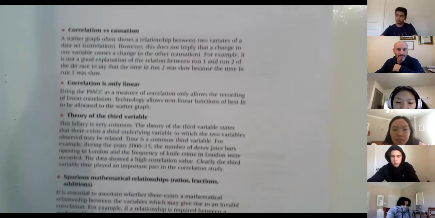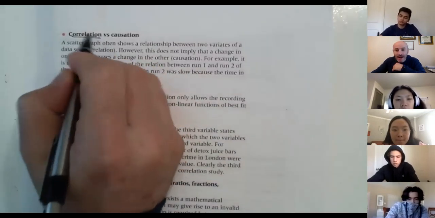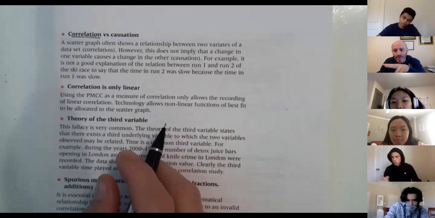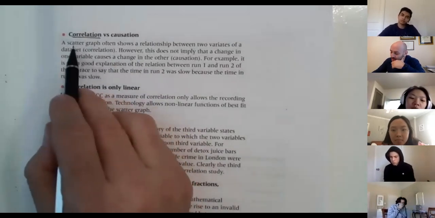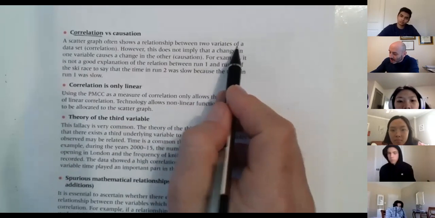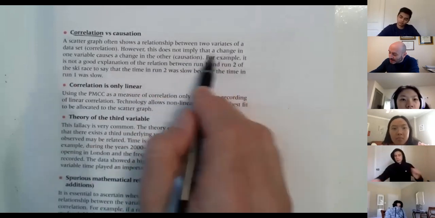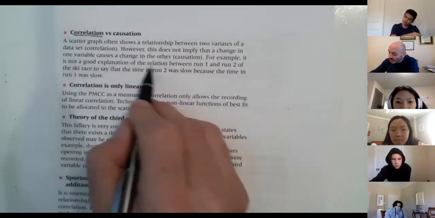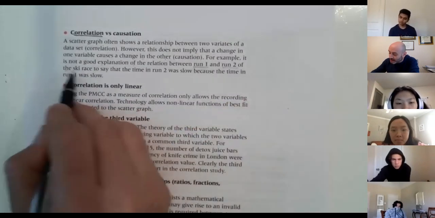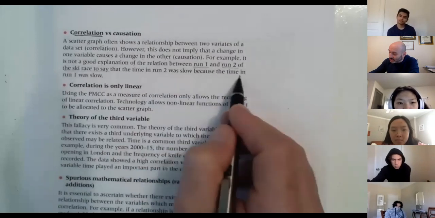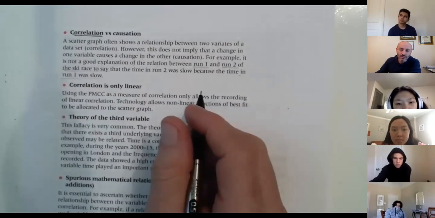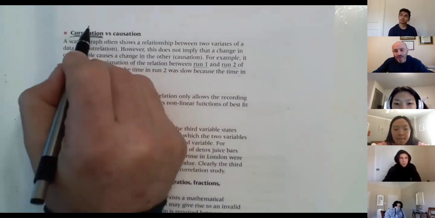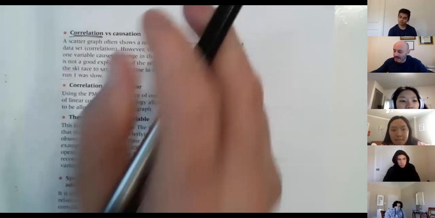Correlation versus causation. Just because two variables are correlated, that doesn't mean that one causes the other, okay? That's important. So it says here, a scatter graph often shows a relationship between two variables of a data set, correlation. However, this does not imply that a change in one variable causes a change in the other. For example, it is not a good explanation of the relationship between run 1 and run 2 of the sky race to say that the time in run 2 was slow because the time in run 1 was slow. So the main thing there is the following. Just because there is a correlation, it doesn't mean that one variable is affecting the other, okay? It may not be the case.